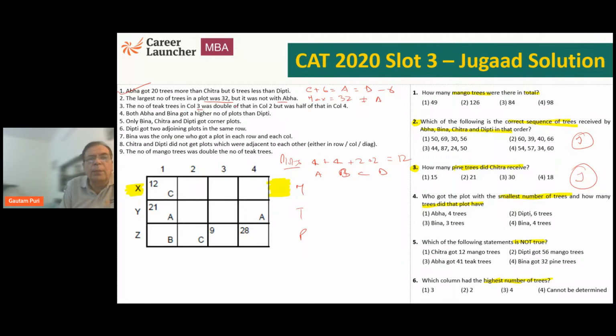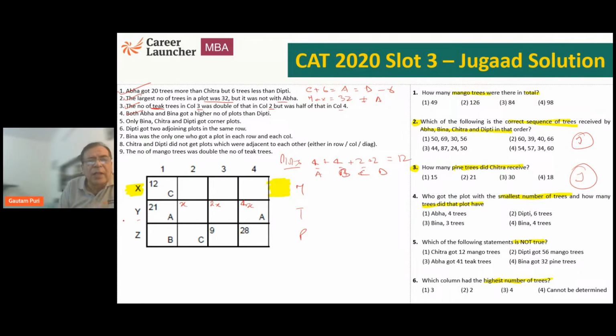Number of teak trees, which is Y, in column 3 is double of column 2 and half of column 4. So if this is 2x, column 2 will be x and column 4 will be 4x. Both A and B got a higher number of plots than Deepti. Using this, we have identified the number of plots for A, B, C, D are 4, 4, 2, 2.